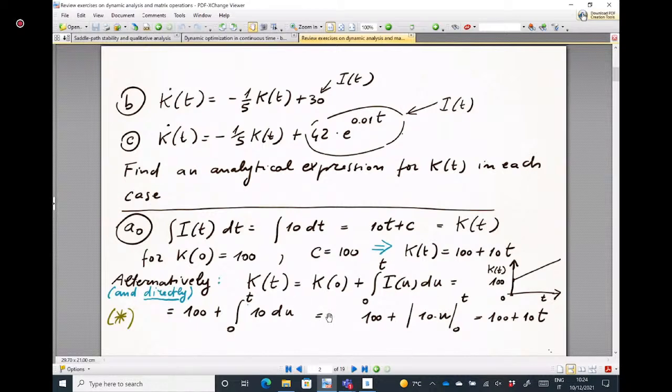Of course, you can check that the result is correct. K0 is 100. Integral between 0 and t of 10 du, because it is constant. This is 10u from 0 to t. This is 10t minus 0. Okay, so the result is the same. Now, you always have two ways when computing integrals. One is finding the indefinite integral and specifying the arbitrary constant. The other is modeling the definite integral just from the beginning.